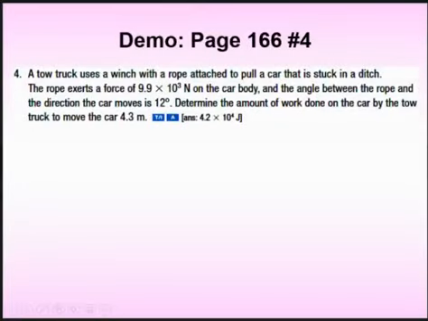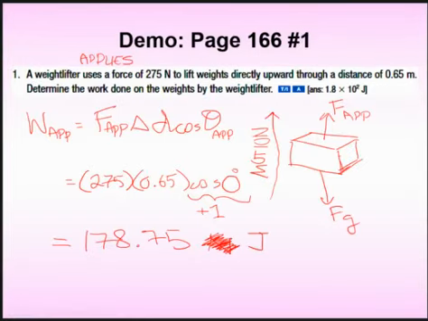A tow truck uses a winch with a rope attached to pull a car that is stuck in a ditch. The rope exerts, obviously, a tension force within it of 9.9 times 10 to the 3, or basically 9,900 newtons. Two sig fig situation. Oh, sorry, I totally forgot. My bad. What's the sig fig situation for this one? 3. Hold on, no, 2.